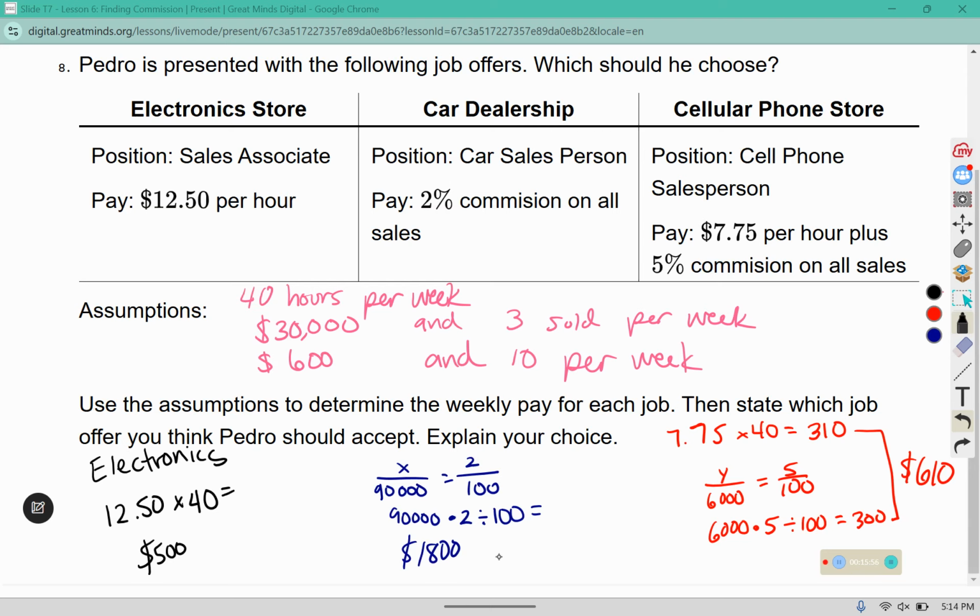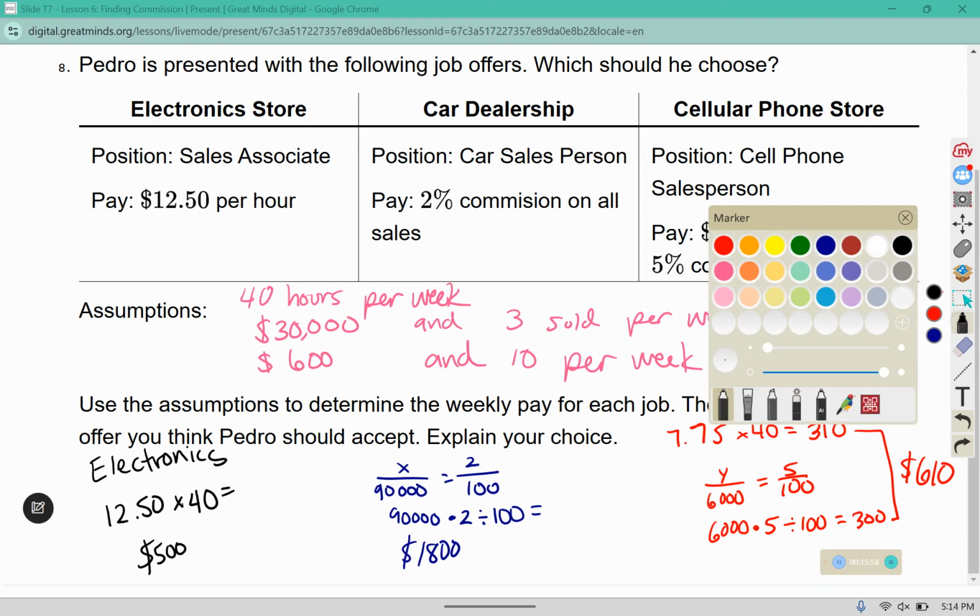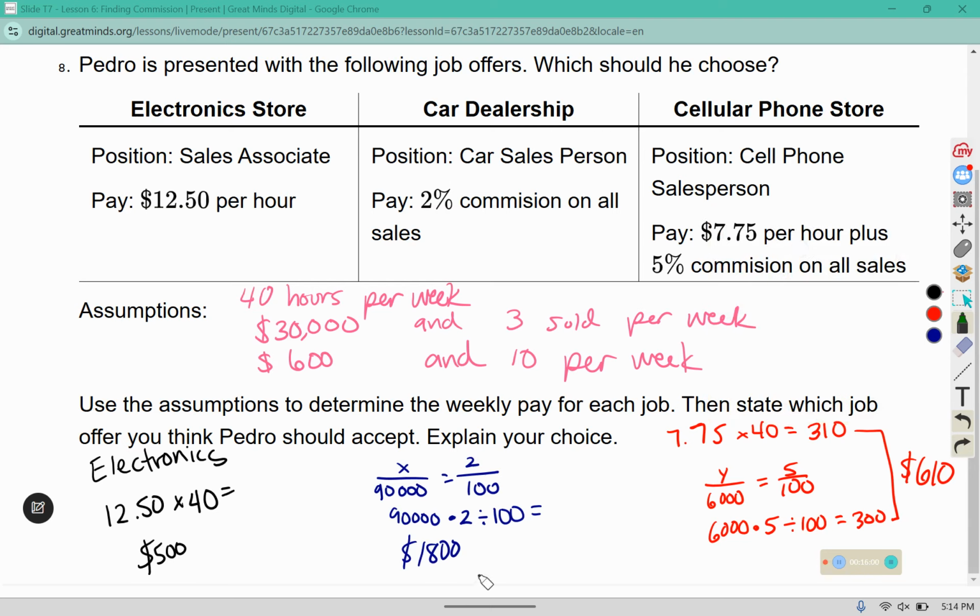He should choose the car dealership salesperson job. And then it says explain your choice. 1,800 is more than 610 and 500.